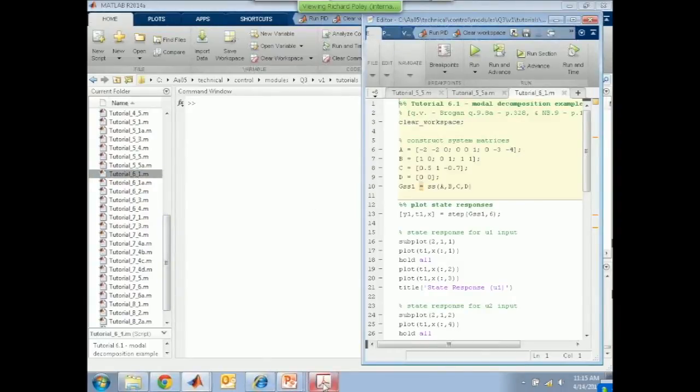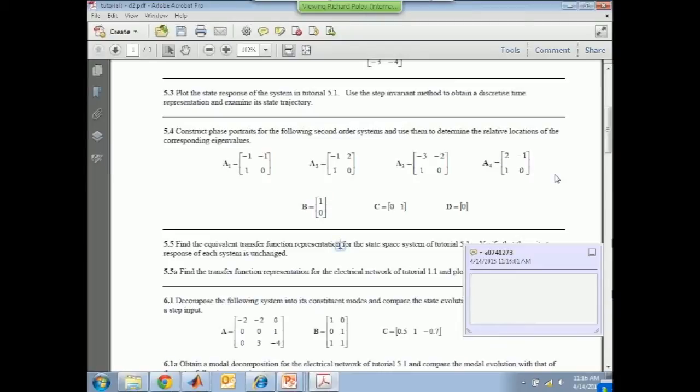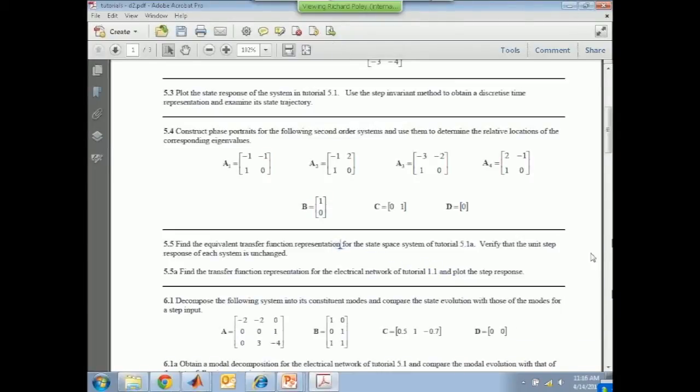In this case, what we're doing in tutorial 6.1 is to decompose. I have no idea what I did there. I apologize for it. Pressed something I shouldn't have done. Decompose this into its constituent modes.